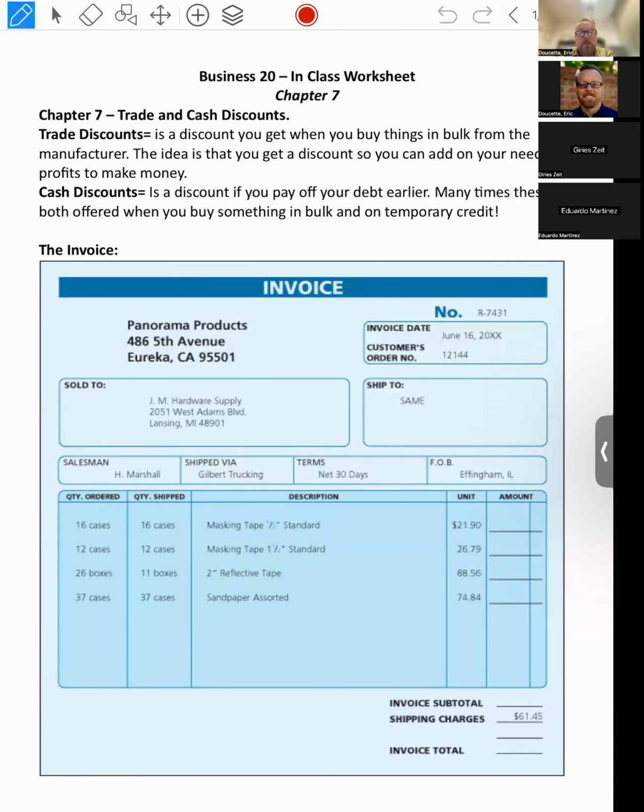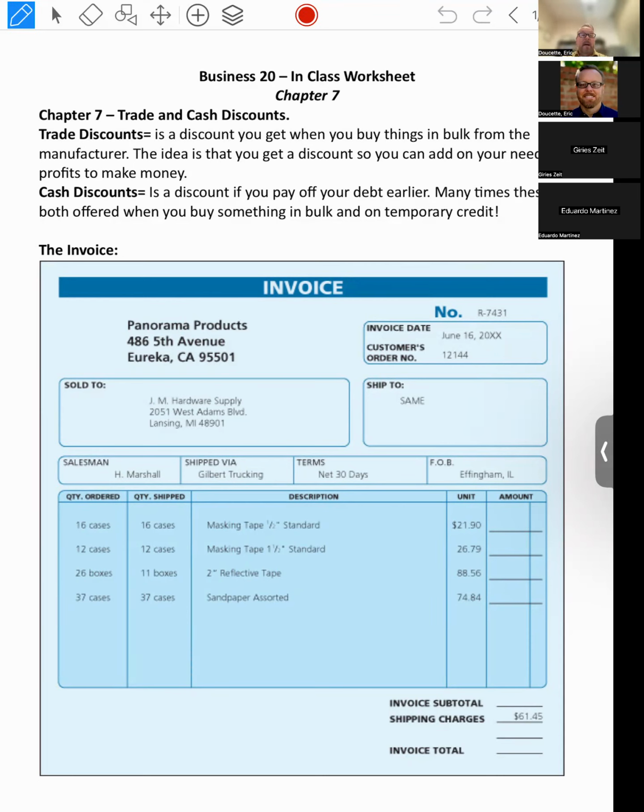So now I'm going to move into chapter 7, and chapter 7 deals with trade and cash discounts. Just to explain what these are, before we were just trying to find percentages in chapter 6 and portions of different numbers or different values. Now we're going to be dealing with some very popular and important business arrangements that you might make with other companies, especially if you're going to buy products at bulk rate or from a wholesaler.